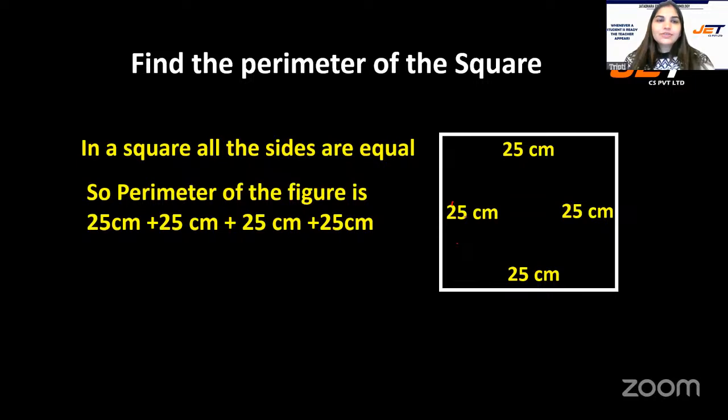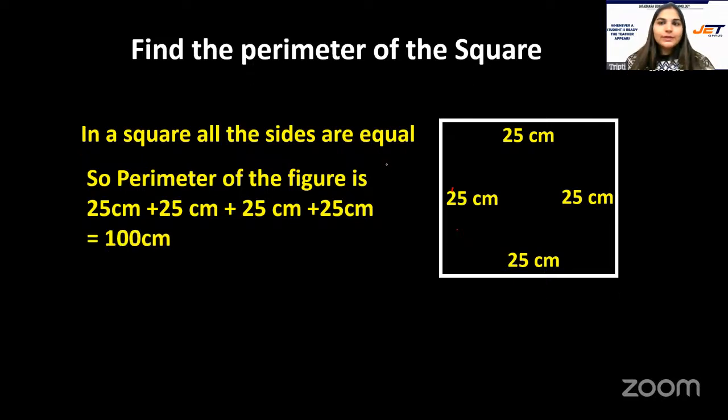So it's just the sum of all sides. Perimeter is the sum of all sides. You just add all the sides and you will get the perimeter. Okay, so that's how it goes. 25 plus 25 plus 25 plus 25 is 100 centimeters.